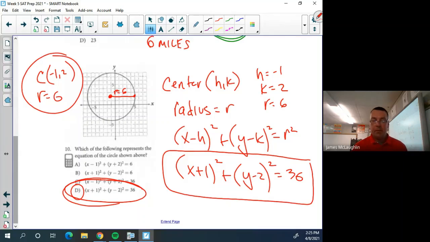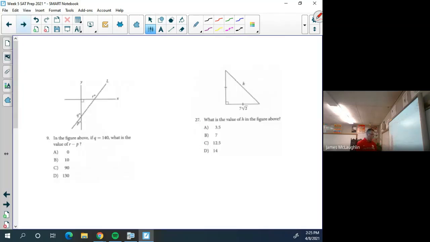All right, so again, additional math concepts, hopefully really sparking some good mathematical thoughts in your brain. All right, check out number 9 here, and of course 27. As always at this point, just hit that pause button and try to work those two out, and come on back and I'll walk you through the problem.